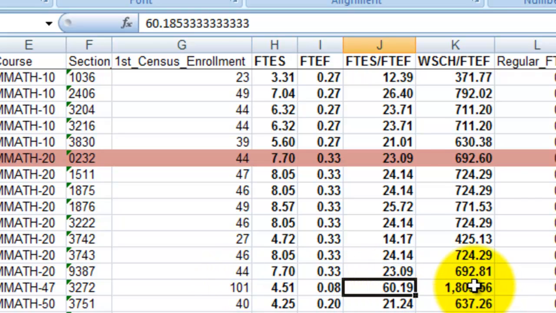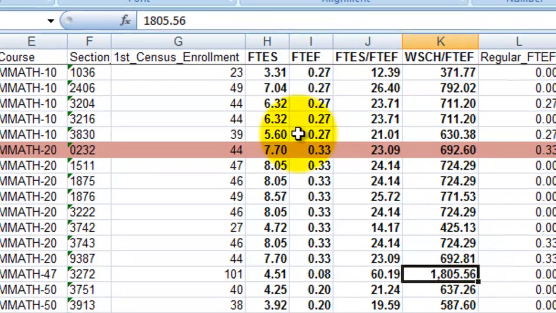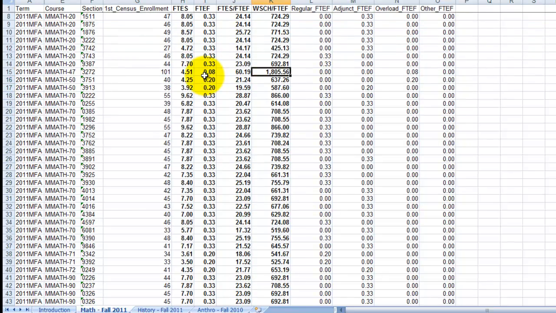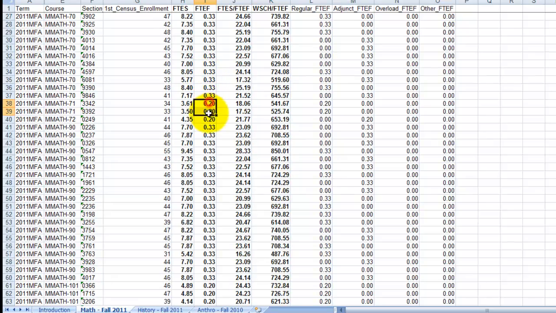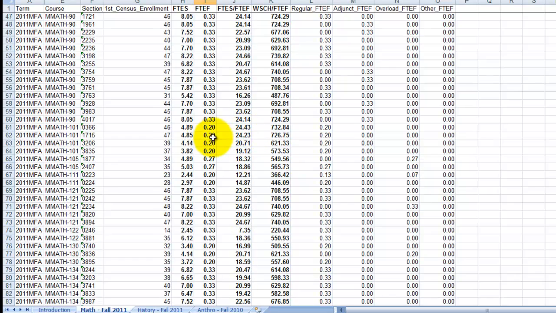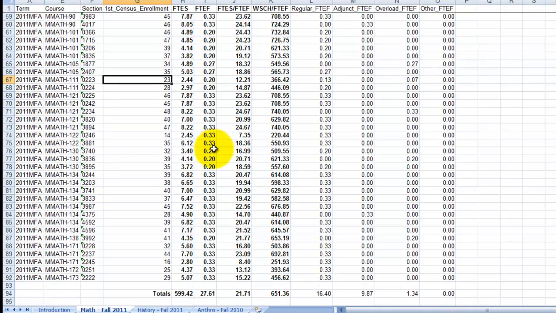But then it also has these really high WSCH per FTEF values. Well, in order to figure out the department-wide values, you take all of these individual courses. There's a lot of 33% classes. There's several 20% classes right here. There's some 20s here, and the FTES associated with each of those. Here's a small class. It's 20%. Only 2.44 FTES because it only had 23 students.